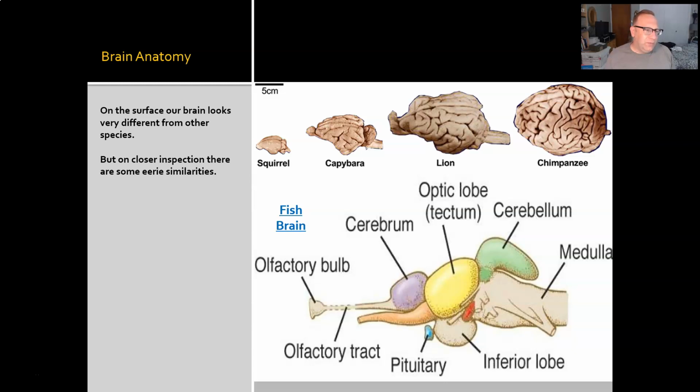Now, on the surface, different brains in different animals look very different, but they all share the same features that I've already covered, right? You've got a fish brain on the bottom here, and then 4 different mammal brains on top: the squirrel brain, capybara, lion, and finally a chimpanzee. Chimpanzee looks strikingly like a human brain. You will notice it's smaller. The frontal cortex is much smaller. But there's a lot of resemblance there, right?